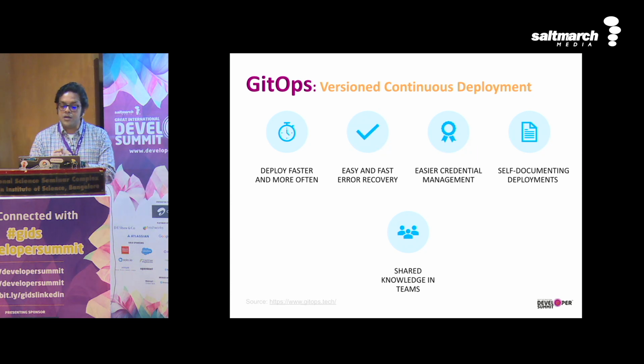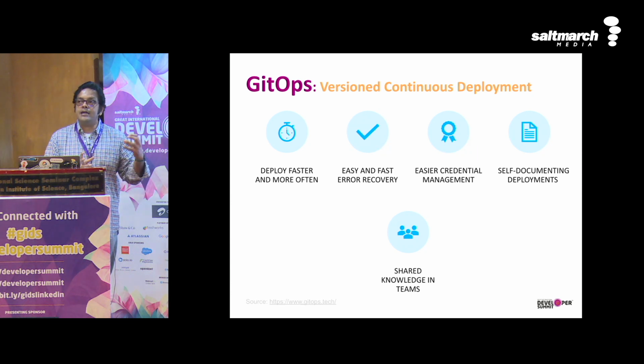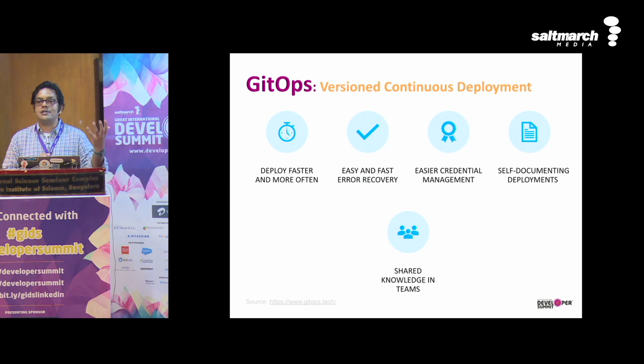Self-documenting deployments. What this means is that the artifact that we produce, for example, I showed you a kustomization file, correct? That file is a manifest file that is used to deploy to Kubernetes. So that itself is a document, right? I know what I'm deploying, which image I'm using, what versions, what environment variables I'm using. Everything is documented within that.